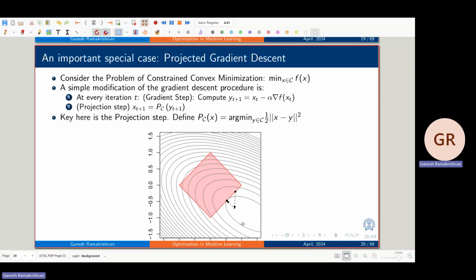And these are the level curves for F. Okay. So these are level curves for F. Of course, they pass through this constraint set as well. And this is my C constraint.